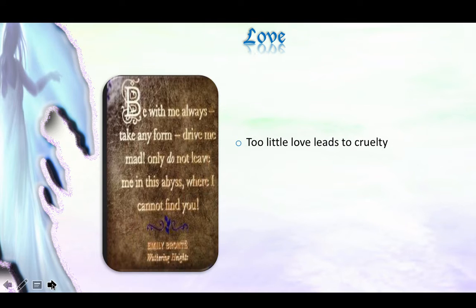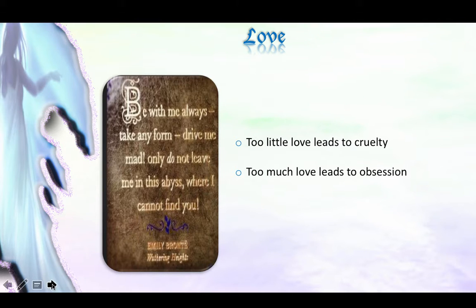Would Heathcliff have been as cruel if he had had more love in his life? Well, we can't know because that's not the novel Emily Bronte wrote. But it is a question we deal with in dealing with both children and adults who behave in ways that are unaccepted in our culture.